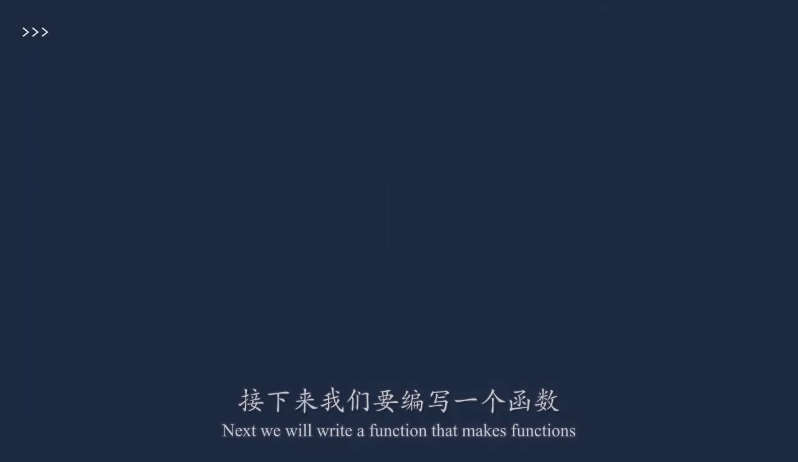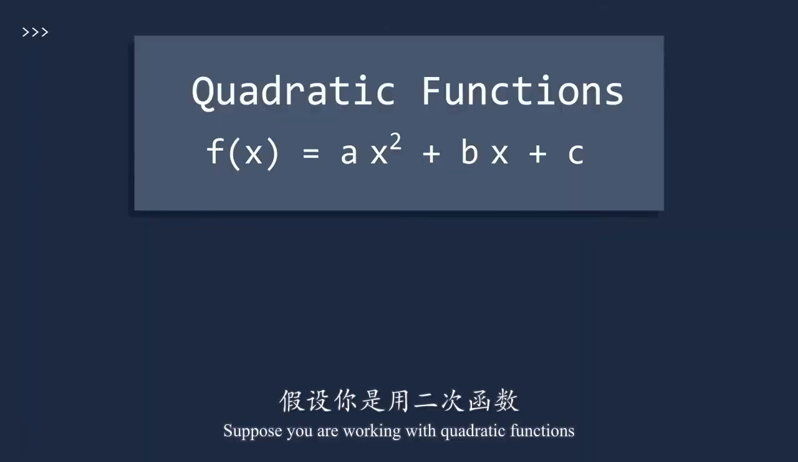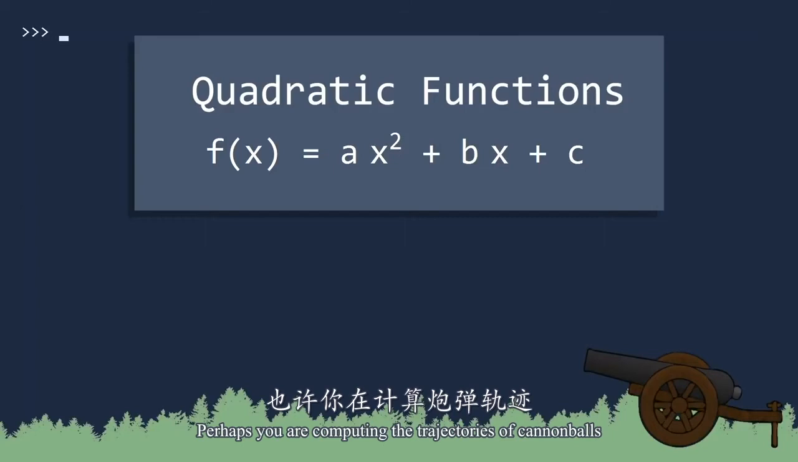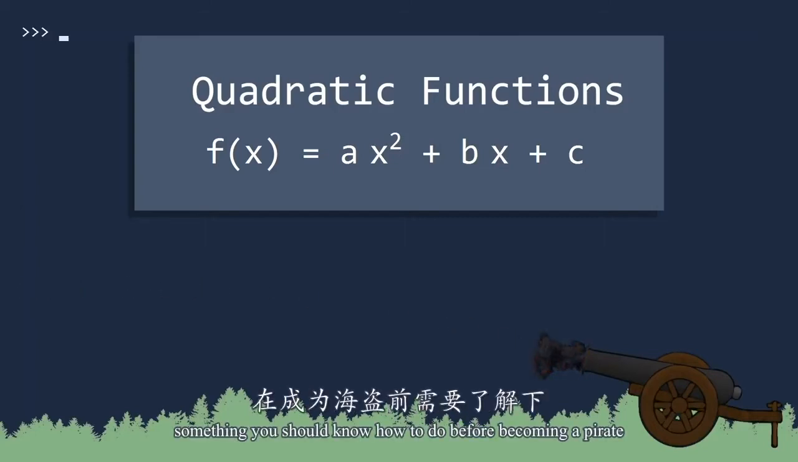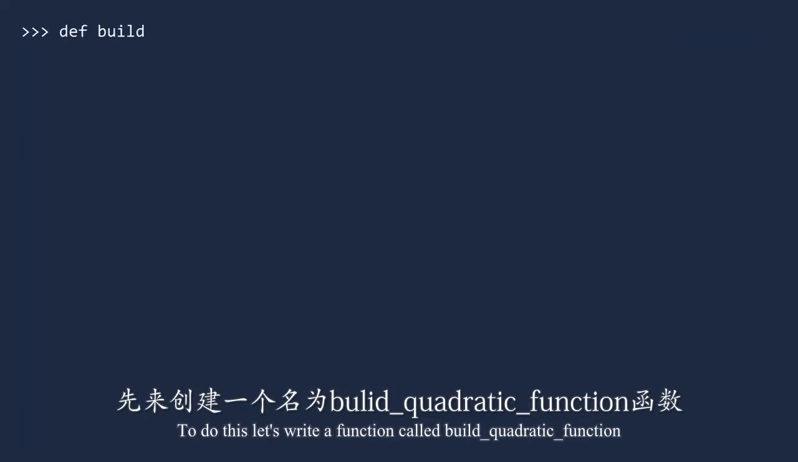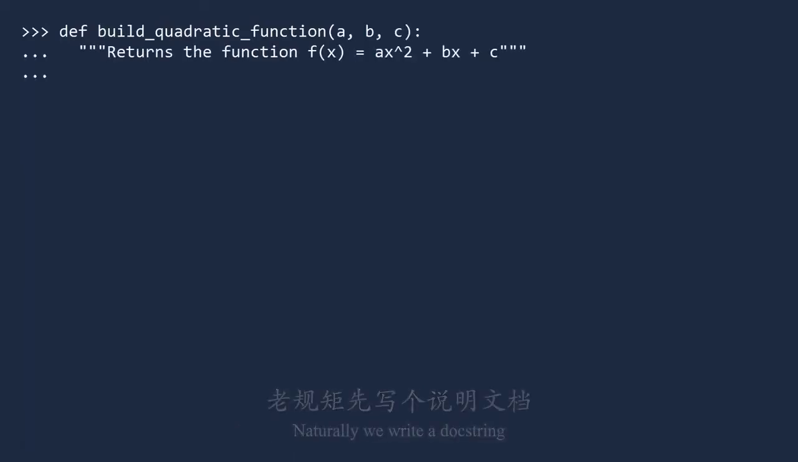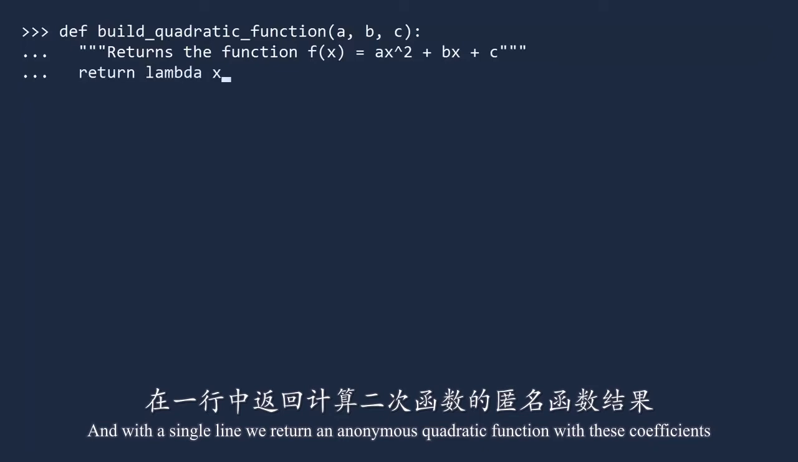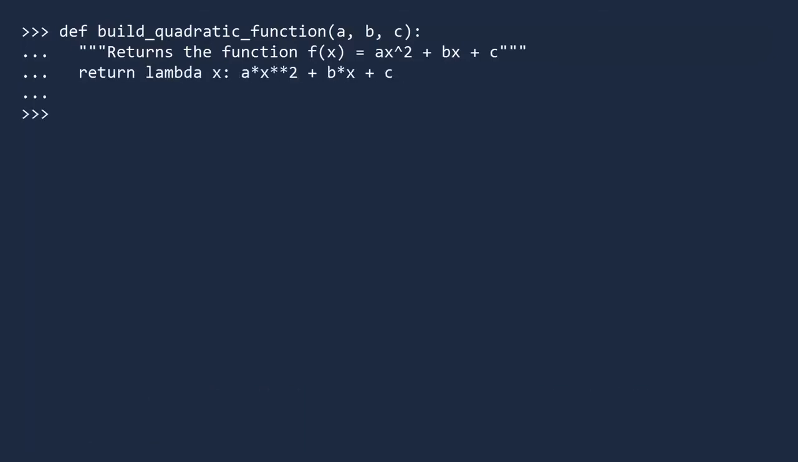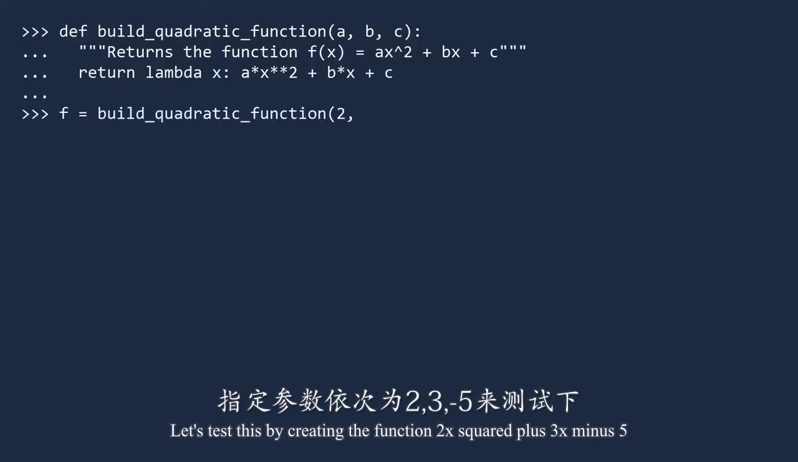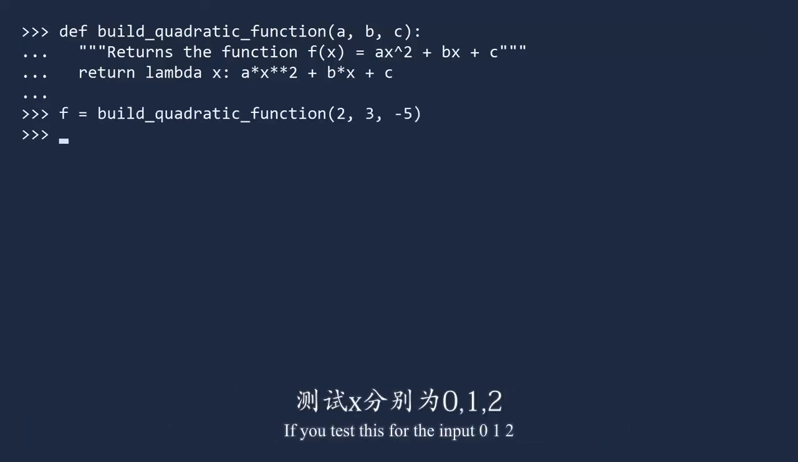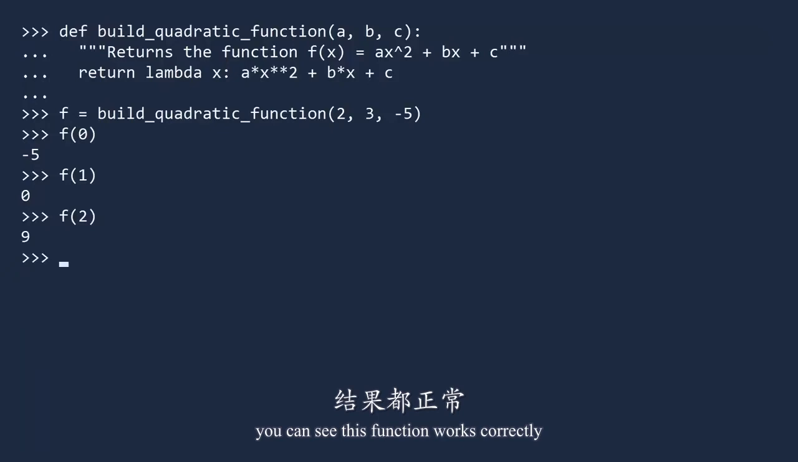We must go deeper. Next, we will write a function that makes functions. Suppose you are working with quadratic functions. Perhaps you are computing the trajectories of cannonballs, something you should know how to do before becoming a pirate. To do this, let's write a function called buildQuadraticFunction. The inputs are the three coefficients, a, b, and c. Naturally, we write a docstring, and with a single line, we return an anonymous quadratic function with these coefficients. Let's test this by creating the function 2x squared plus 3x minus 5. If you test this for the inputs 0, 1, and 2, you can see this function works correctly.